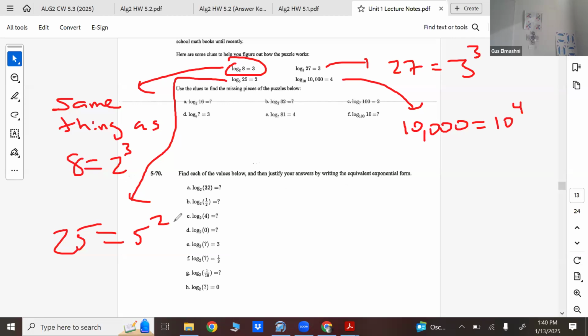Wait, so the number under the log isn't the exponent? It's a base. Yes, it's a base. That's the pattern. You're seeing the pattern. Good job, Lincoln. So generally speaking, we write it like this.